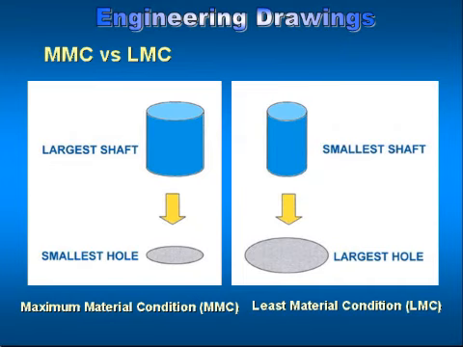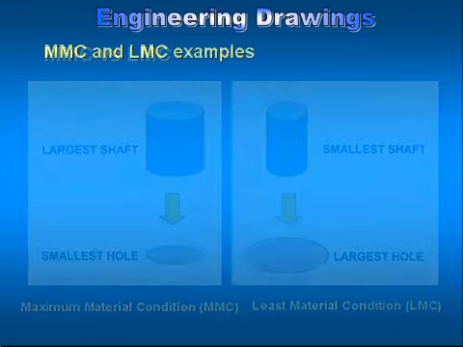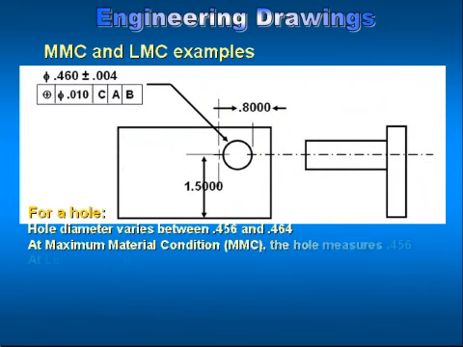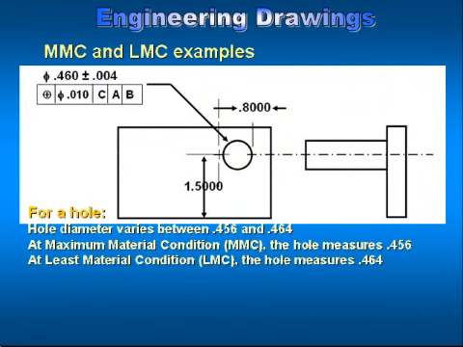The least material condition is the condition in which the size of a feature contains the least amount of material within the stated tolerance limits. The example here includes a maximum hole diameter and a minimum shaft diameter. For the hole in this example, the hole diameter varies between 0.456 and 0.464. At the maximum material condition, the hole will measure 0.456. At the least material condition, the hole will measure 0.464.